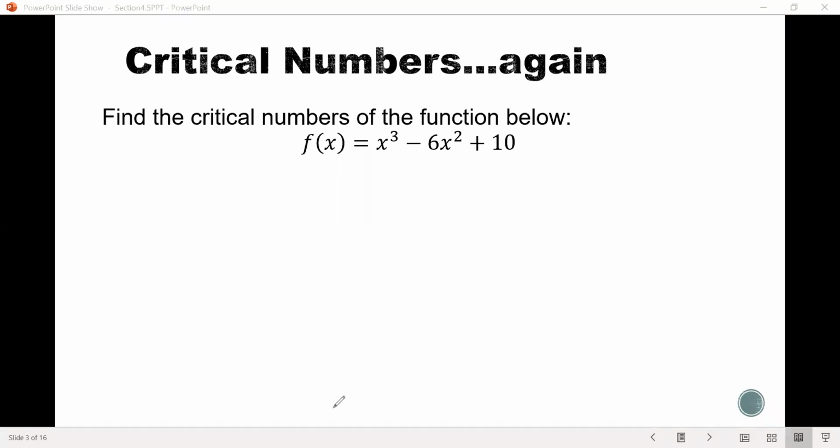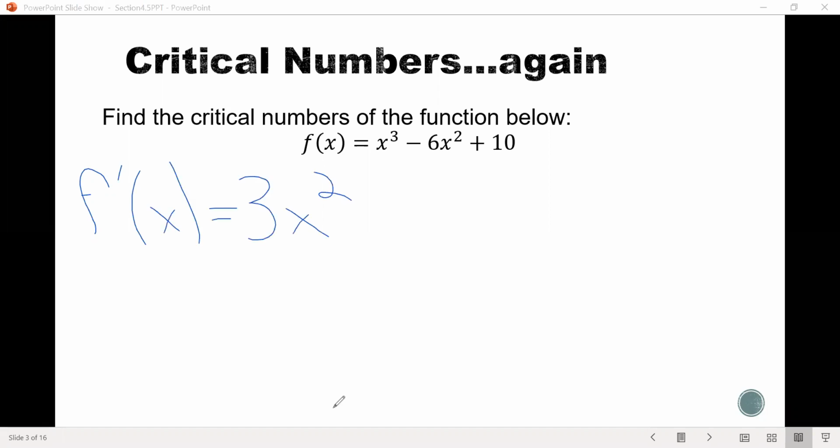Recall that in order to do that, we first have to take the derivative. So take our derivative here of our function. We can use our power rule since this is a polynomial. So we end up with f prime of x equals 3x squared minus 12x when we do that.